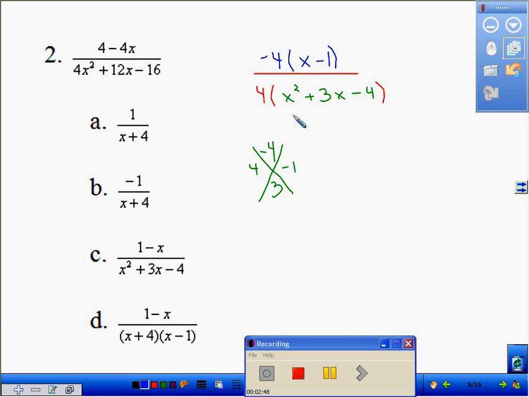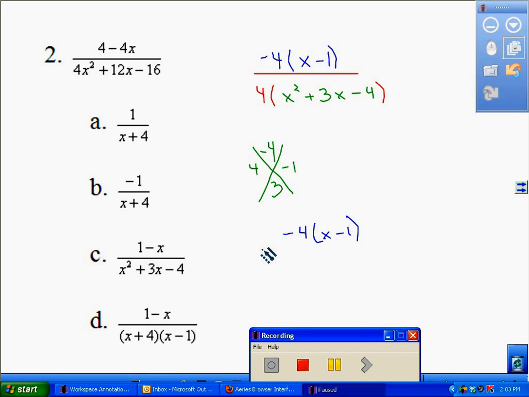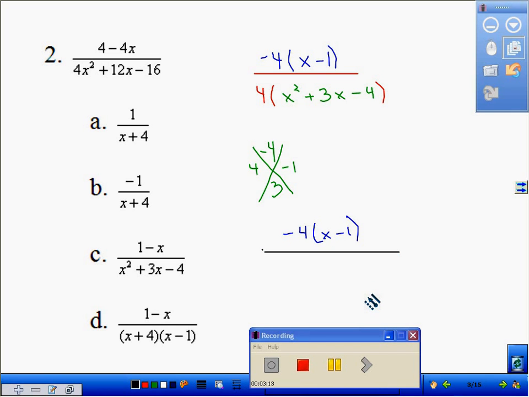So if we rewrite that whole thing, we get negative 4 times x minus 1 over, the pen stopped working. It's doing a lot of thinking right now. So we put that whole thing over, and now we have that 4 on the outside, and then this x squared plus 3x minus 4 became x plus 4, x minus 1.